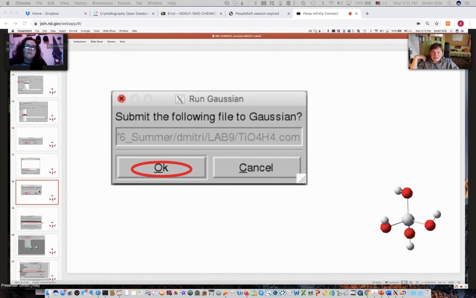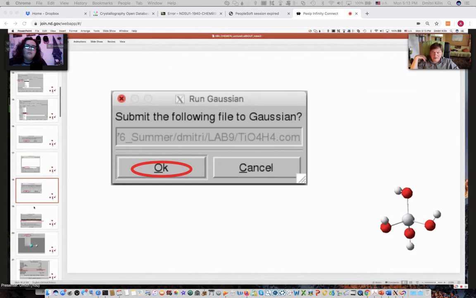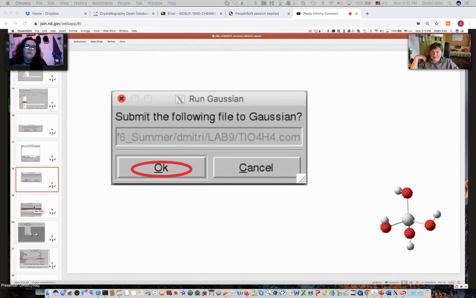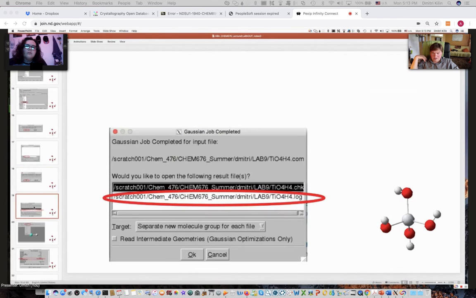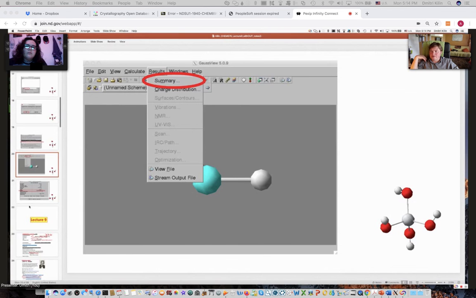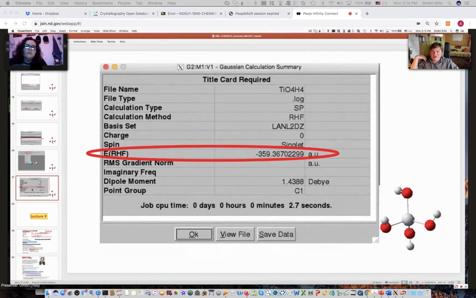And since this molecule is very small and the method we are going to use is quite easy, about 5 seconds later you see a signal that the job has been completed. After the job is completed and the signal comes out, you may click on results summary, and we are at the end of the web page. And there it will be a menu that shows the so-called ERHF, which corresponds to total energy.